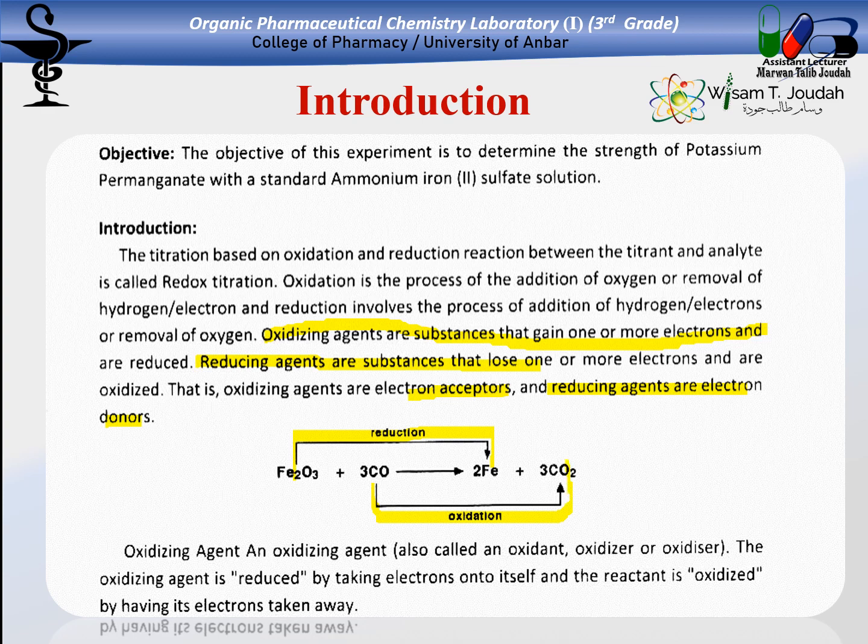Alright. An oxidizing agent is also called an oxidant or oxidizer. The oxidizing agent is reduced, as we mentioned before. بالنسبة للreduction is accompanied with oxidizing agent, and for the oxidation is accompanied with a reducing agent. So it's kind of the reverse, the opposite. By taking electrons onto itself, and the reactant is oxidized by having its electrons taken away.